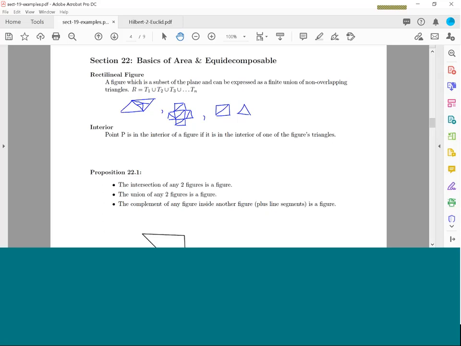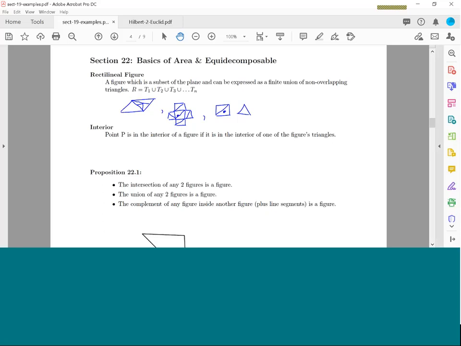Now, then we can talk about interior points. And we've talked about interior points before with respect to triangles. Here it turns out if you want a point in the interior of any old rectilineal figure, it needs to be in the interior of one of those little building triangles. Now here's the fun part. Maybe something like that that's properly inside of one of the little triangles, but maybe it's actually on a line.